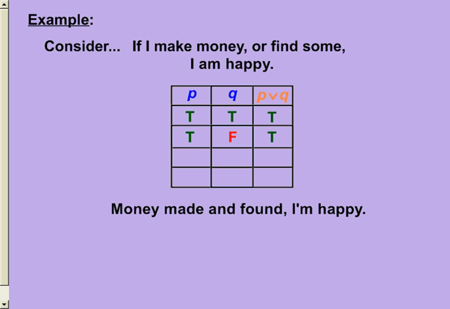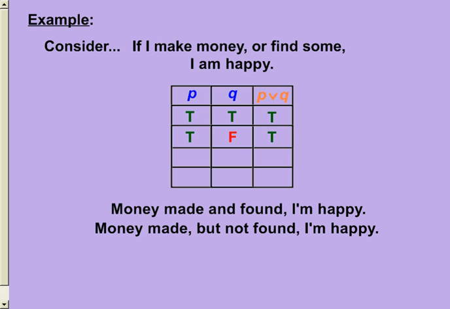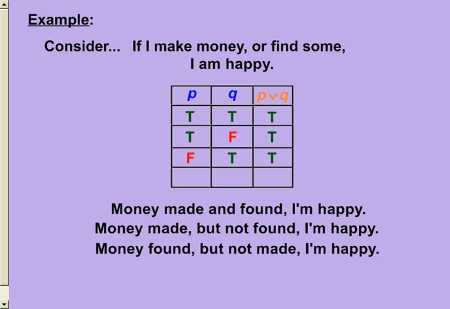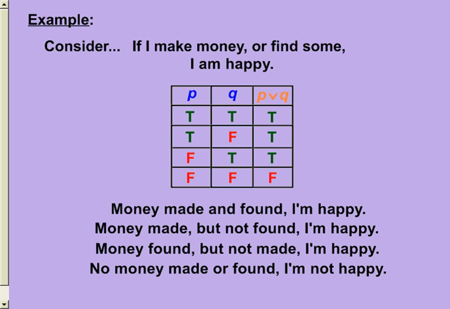If we allow Q to be false, that would basically mean I made money, but I did not find any money, but I still made money, so I am happy. Okay, reversing the truth and false of that previous statement, that would be I found money but not made money, but I am still happy. With the or statement, only one or the other has to happen. And then, of course, if neither happen in the end, then we are not happy. No money made or found, we're not happy. Okay, so that's an example of how an or table might apply in a real situation.